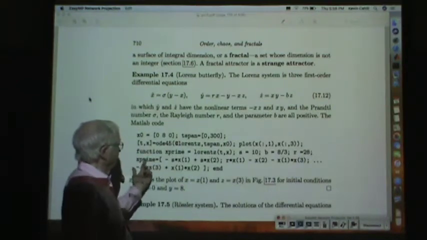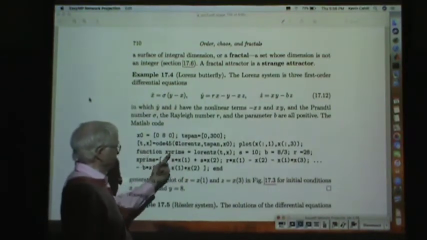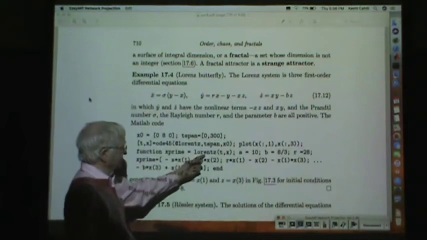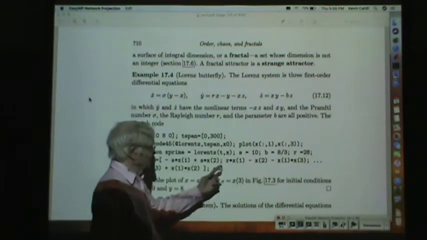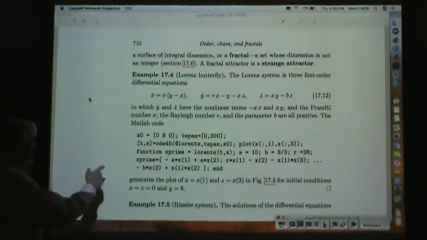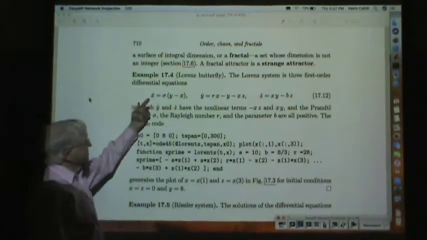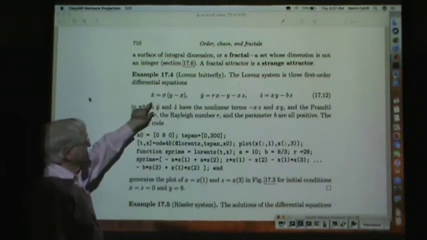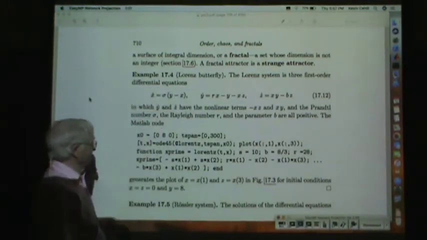And then what's the function? Well, the function is x prime is equal to Lorentz of t and x. These are just definitions of the parameters. And then x prime is just Matlab format or syntax for these three differential equations.